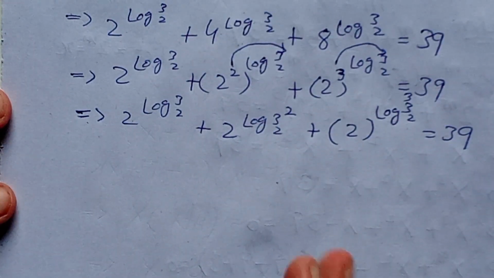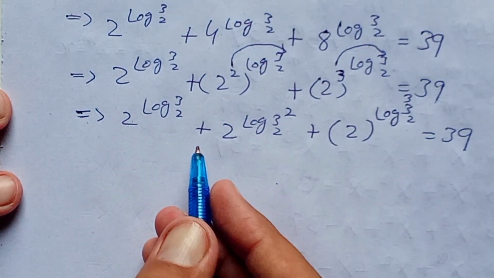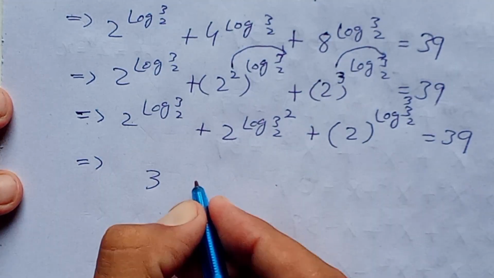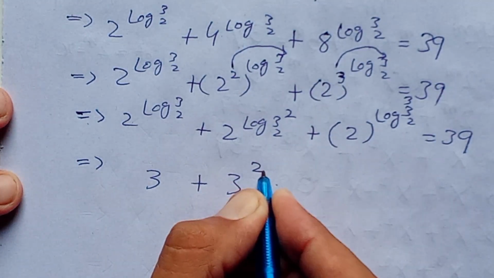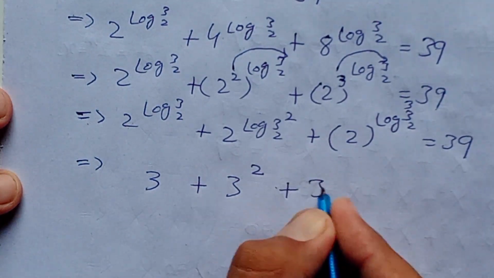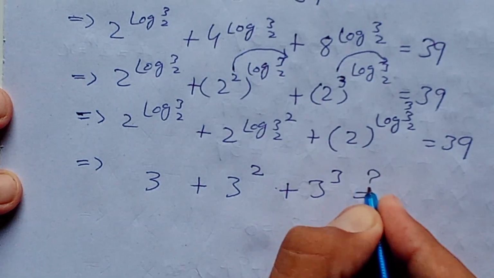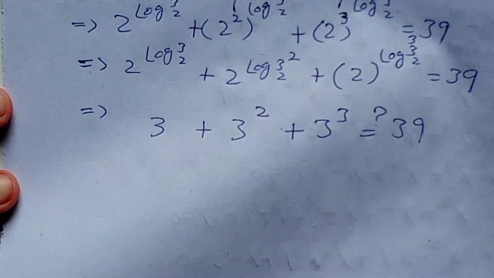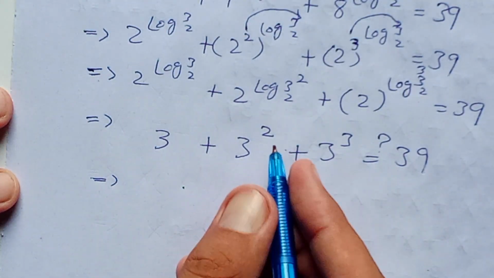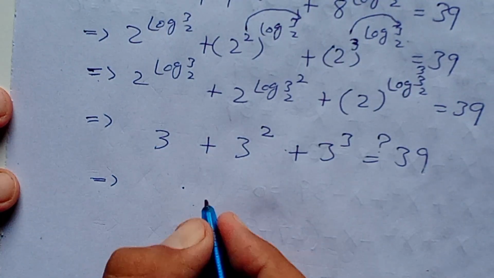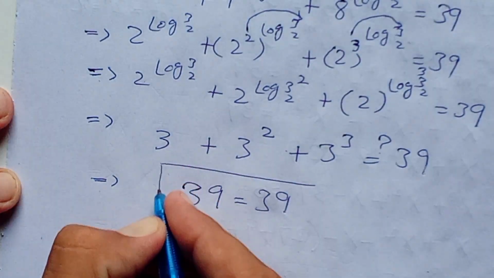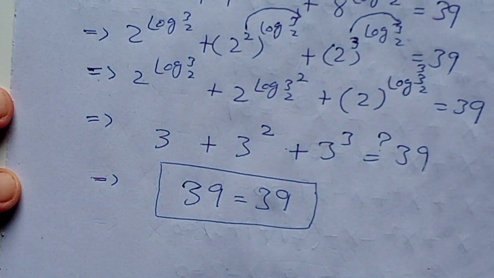Now I can write it as 3 plus 3 square plus 3 cube is equal to 39. That is, 3 plus 3 to the power 2 plus 3 to the power 3 is equal to 39. Guys, this is the final answer of this question.